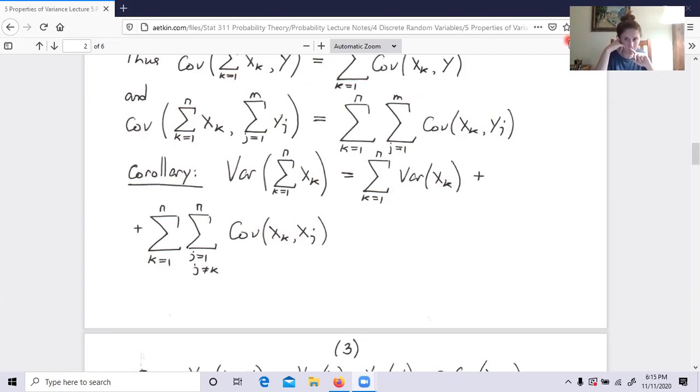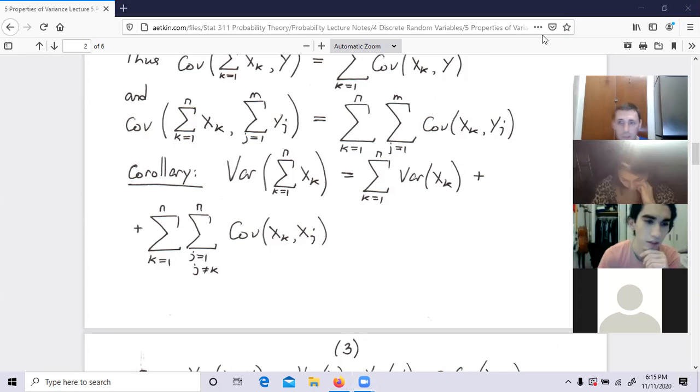Shotaro, of course, you were close enough, right? But it's not n squared. Isn't it n squared minus 1 because j can't be k? Not minus 1. Plus 1? No.